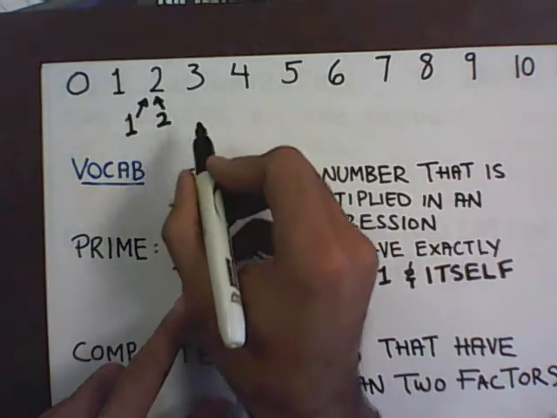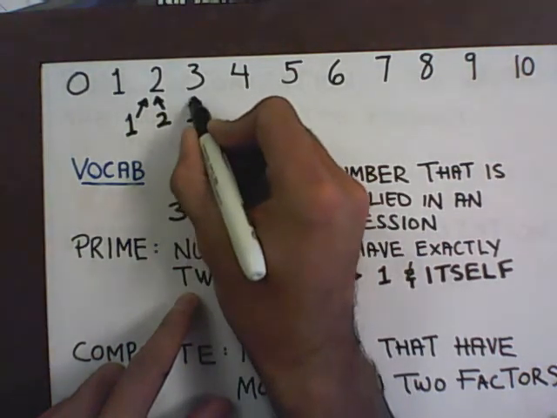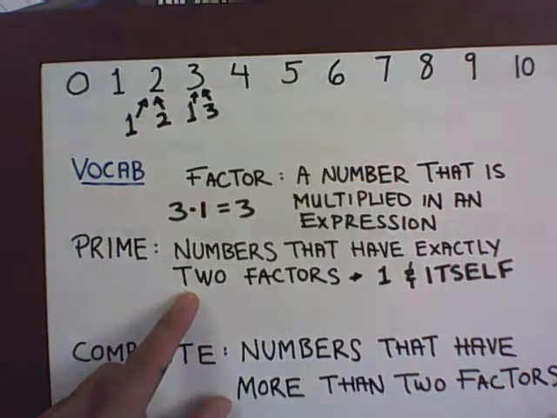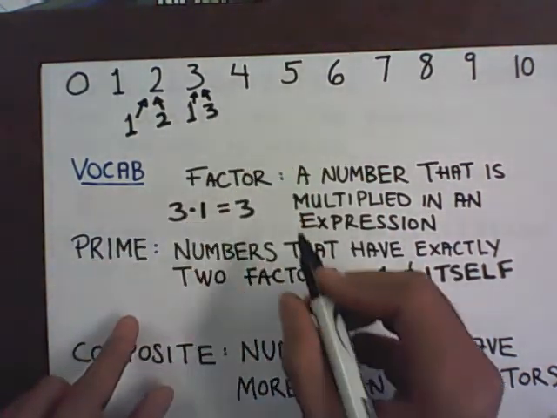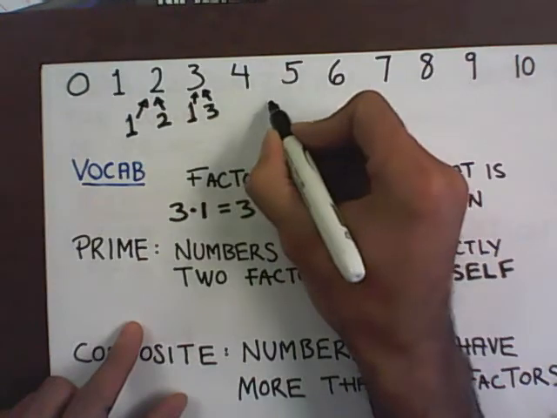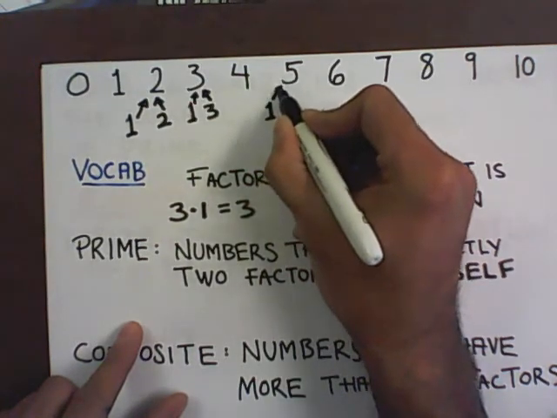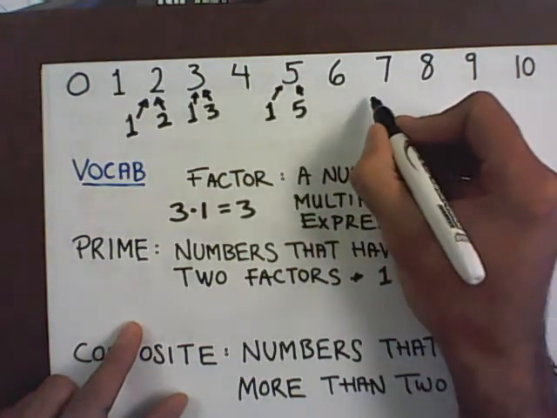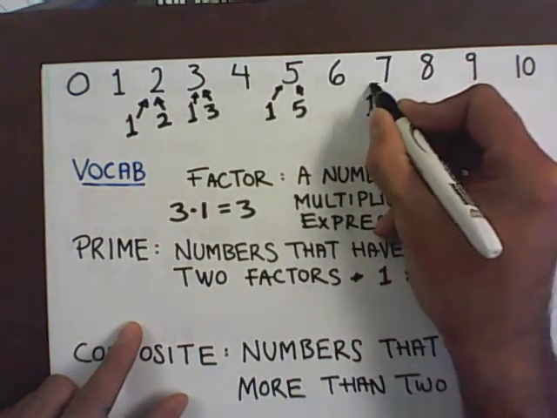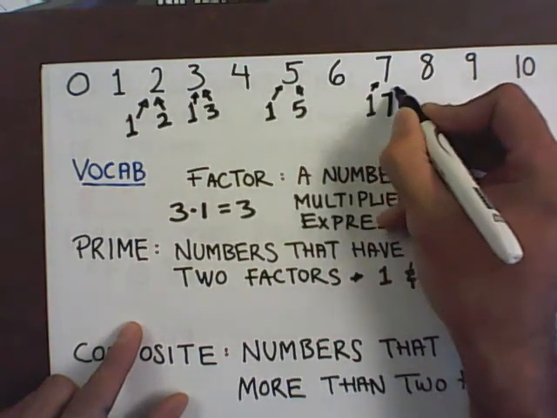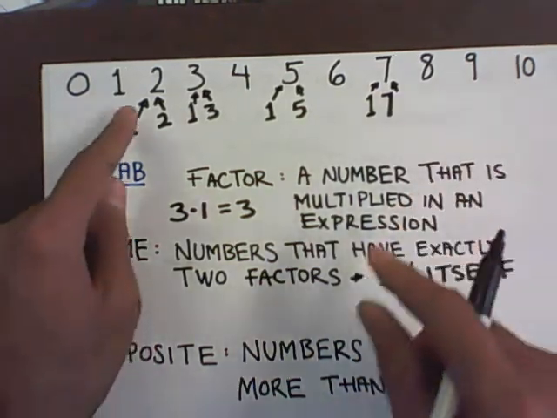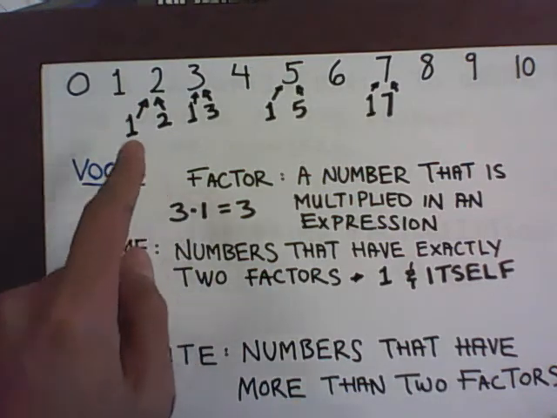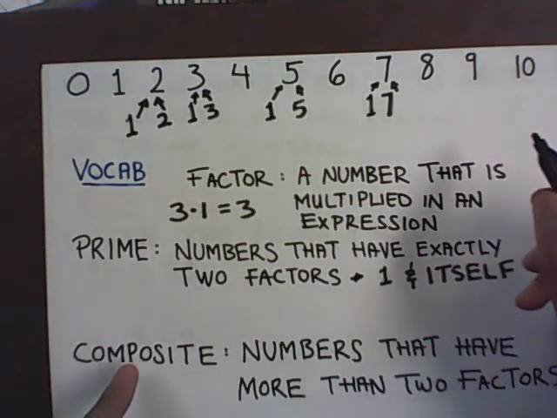3 is also a prime number because 1 goes into it and then 3 itself goes into it. The next one will be 5. 5 is a prime number because 1 goes into it and itself, 5, goes into it. And so is 7. 1 goes into 7 and 7 goes into 7. These have exactly 2 factors, 1 and itself.